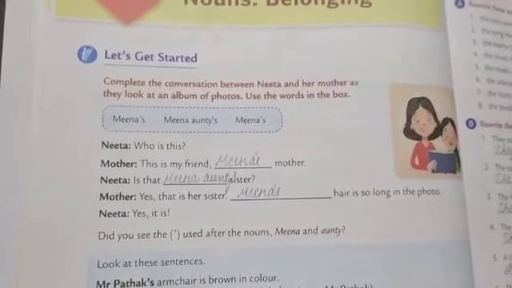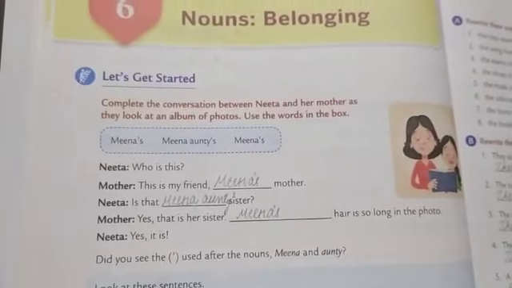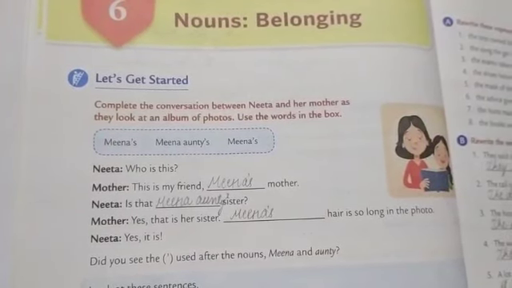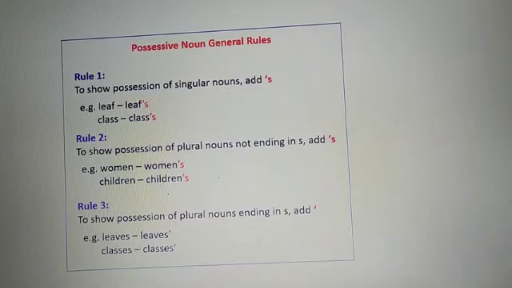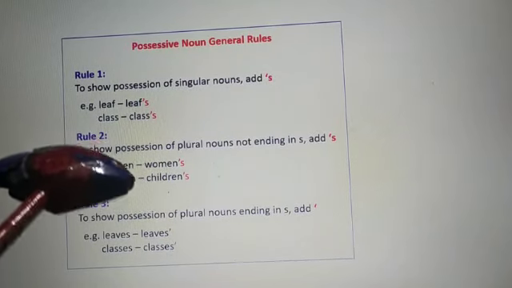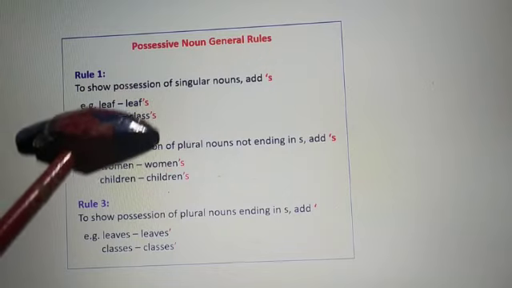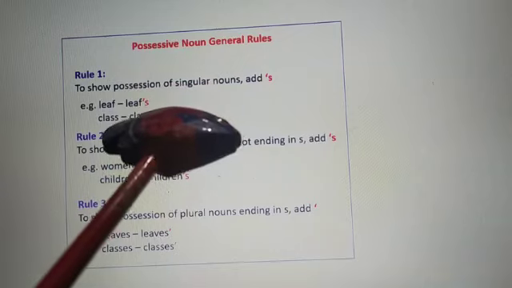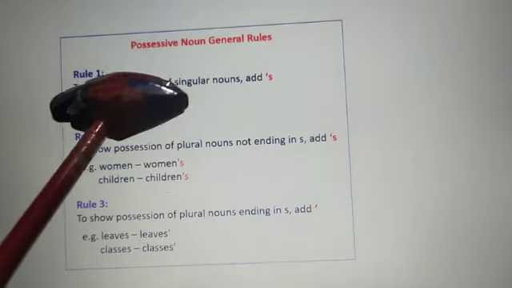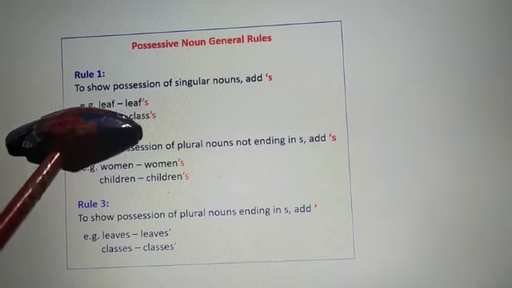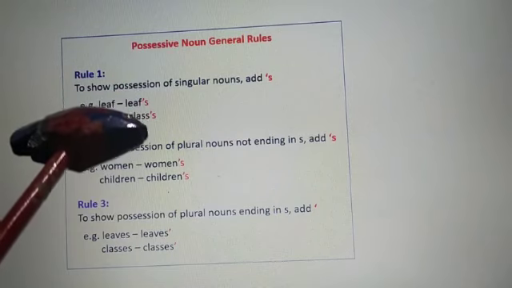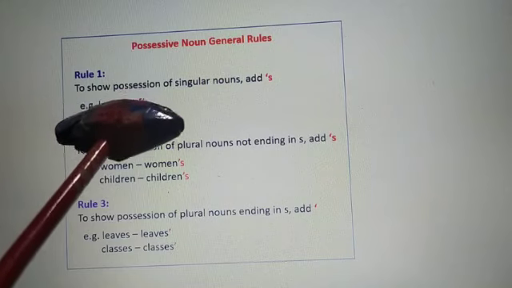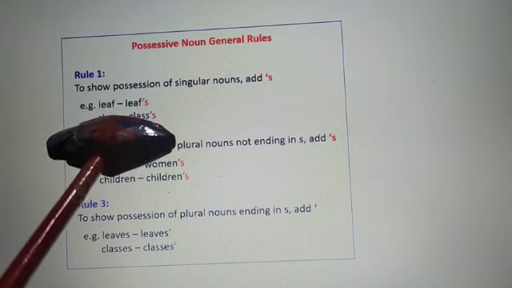First, let us look in the rule how we can show the possession or belonging. Possessive nouns, general rule we will see here. Rule 1, to show possession of singular nouns, add apostrophe s. Example, leaf. Here the word is not ending with s, it's a singular noun. So what we have to do? We have to add apostrophe s.